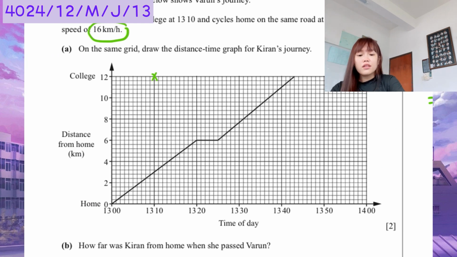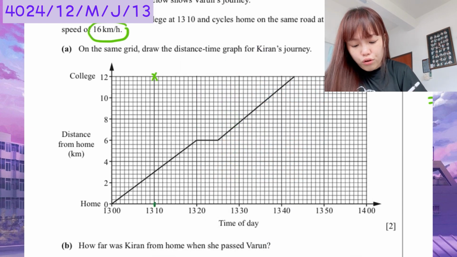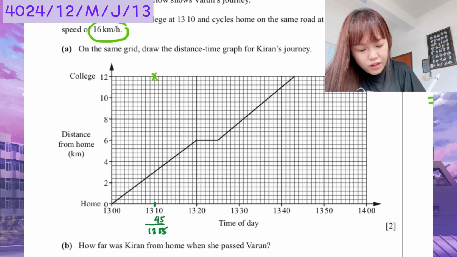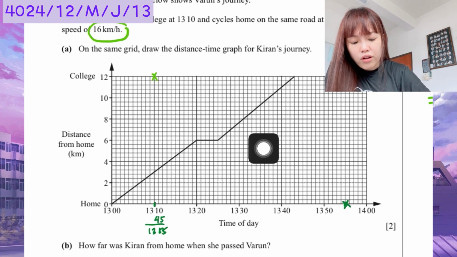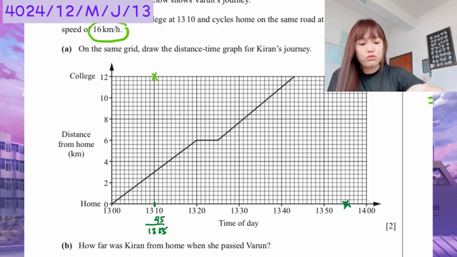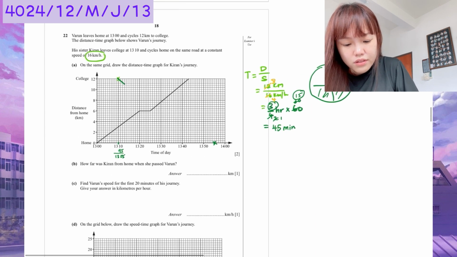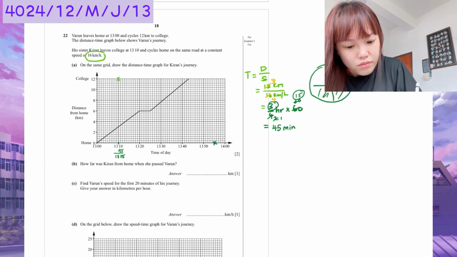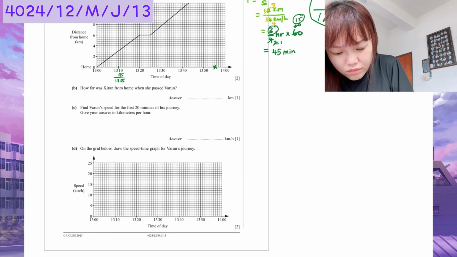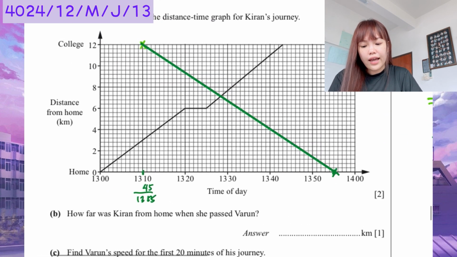So you know that Kiran takes 45 minutes to reach home. So you need to know 13:10 after 45 minutes, you plus 45 minutes is 13:55. So 13:55 is here. All the way from college at 13:10, reach home at 13:55. So you need to draw a line going down like that. Okay, so this is the line for part A.